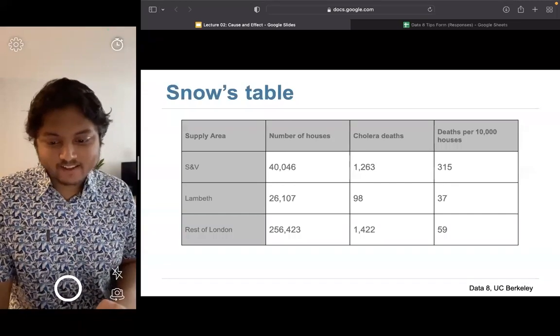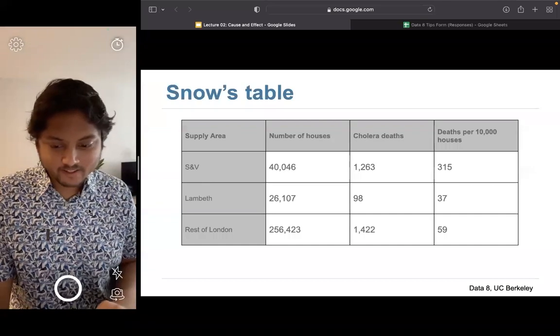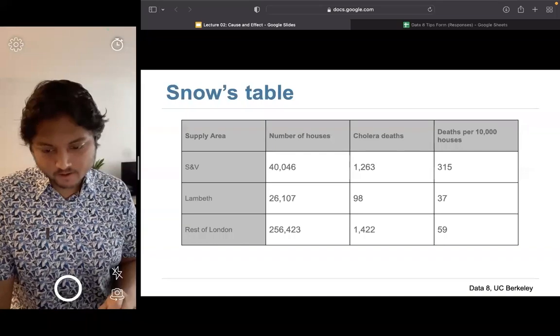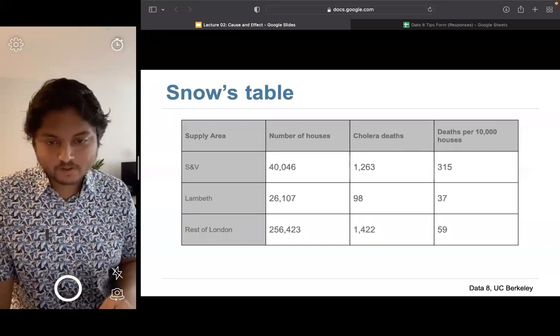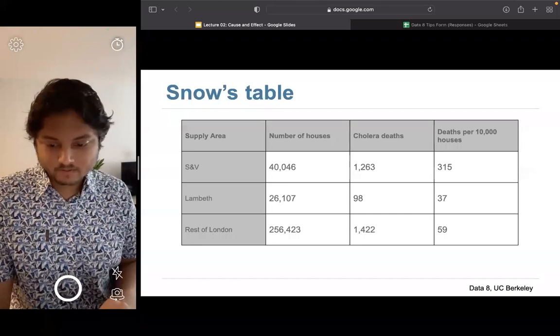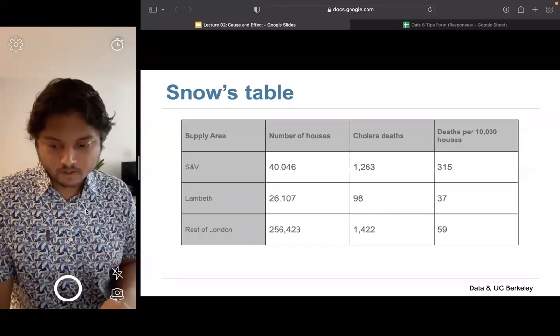Okay. Yeah, so basically people aren't really liking SNV here. Why is that? What are the numbers that are telling you that SNV has an issue? The death rates, the number of deaths. So the number of deaths is definitely a lot more, right?